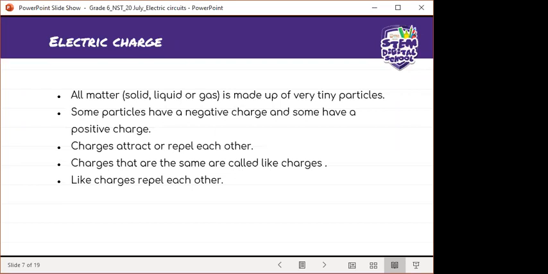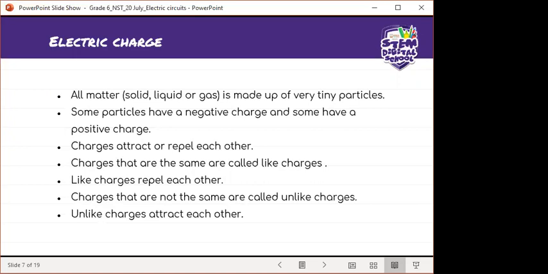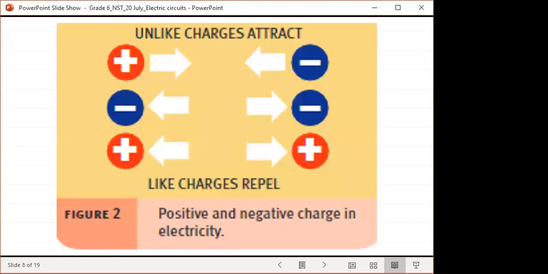When we speak about charges repelling each other, it means they move away from each other. They never come close together. Then charges that are not the same are called unlike charges, and unlike charges attract each other. So they come together. And here we have an example. I will go back to the previous slide for you guys to note down. I just want to explain what I have just read to you.